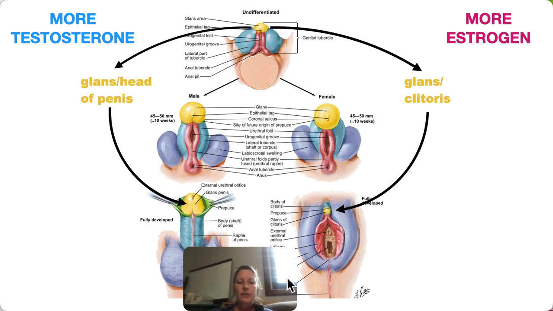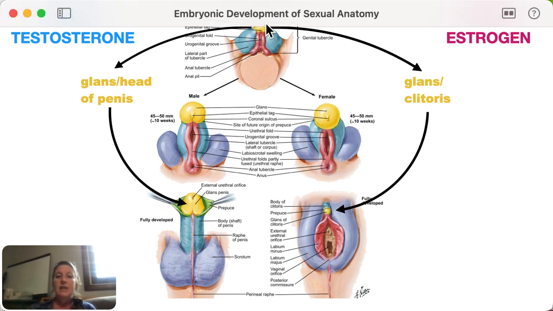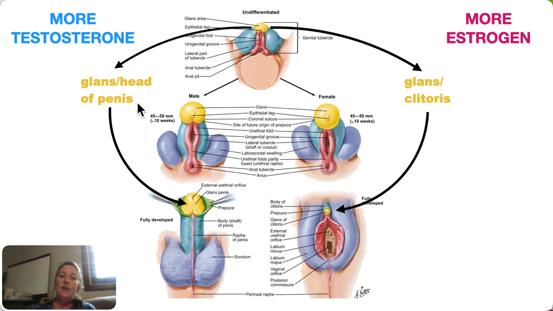Okay, so when the embryo has more testosterone than estrogen, these structures develop and move to the left side of the screen. When an embryo has more estrogen, the structures develop more towards the right of the screen. So don't worry about the names of any of these.